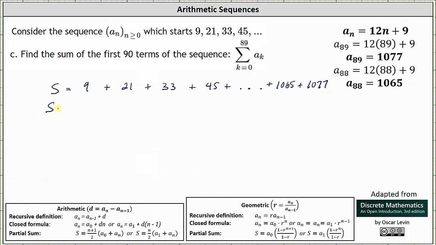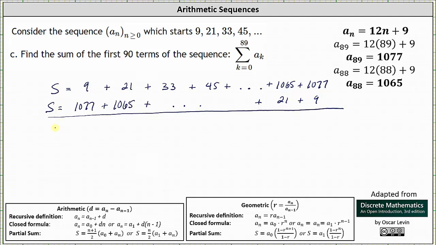And now we're going to write the sum again, but reverse the order of the terms. So we have S equals 1077 plus 1065 plus a whole bunch more terms. And then the last two terms are going to be plus 21 plus 9. And now from here, we're going to add the two equations together.